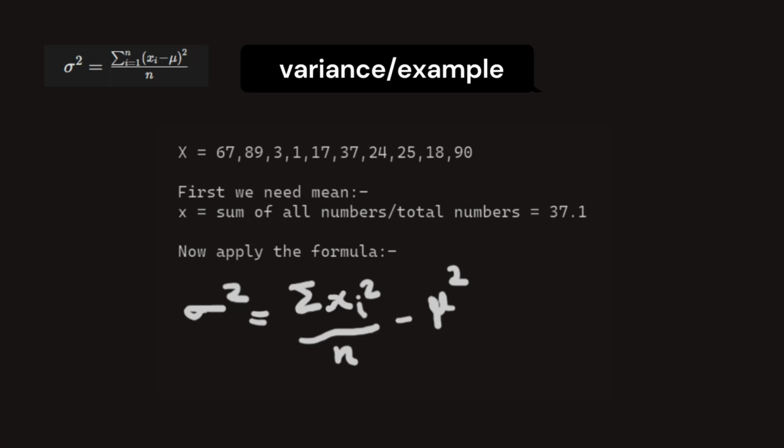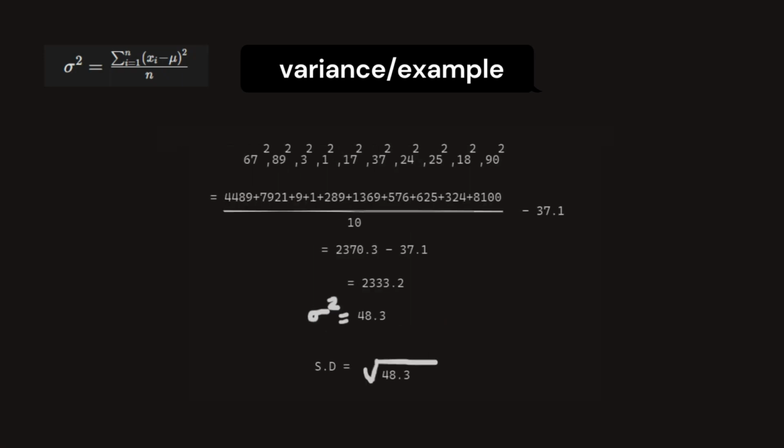To find the variance, we first need to find the mean in all cases. The mean is the sum of all numbers over the total count of numbers, so you sum all these numbers, count how many there are, and divide, and you get the mean, which is 37.1. Now we apply the formula given here. We square all the data points according to the formula and get this value. The total number of data points is 10, so we put 10 down, and the mean was 37.1, so we substitute the values. We get 237.3 after adding these values, then minus the mean 37.1, you get 2333.2, and when you further solve it you get 48.3, your variance.